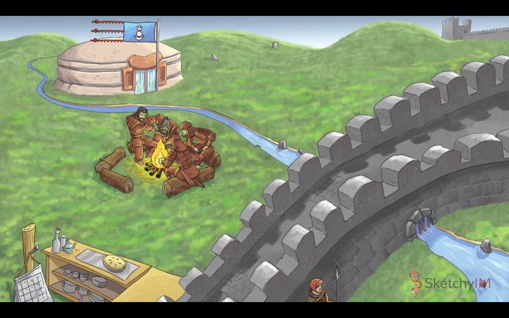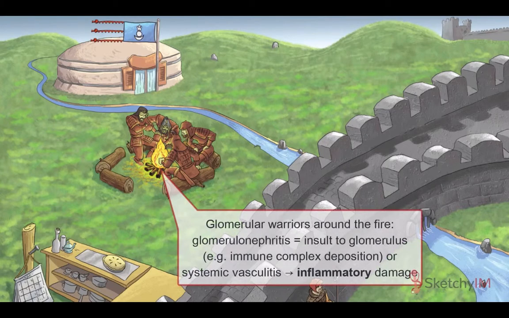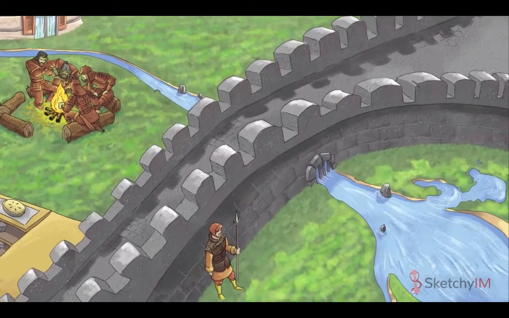As the scene progresses, we're going to see some serious leakage across that basement membrane. See that fire there? Glomerulonephritis is caused by a direct insult to the glomerulus, such as immune complex deposition, or is part of a larger systemic vasculitis. Regardless of the etiology, the end result is inflammation of the glomerulus, which damages that fragile filtration barrier.